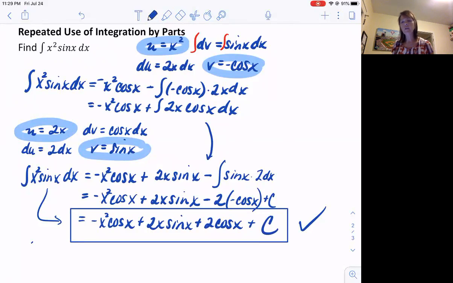The next video is going to be on integration by parts, but doing definite integrals. And then I have a neat little trick for you. And we'll have a video in today's class as well.